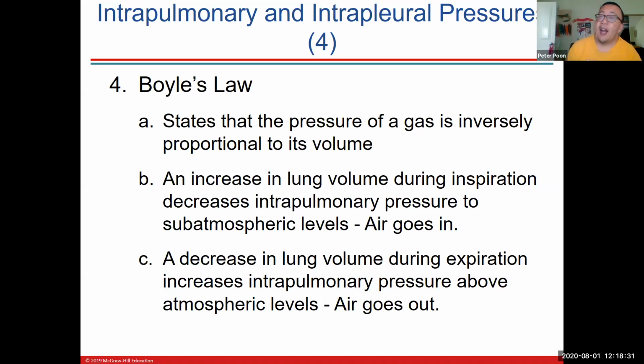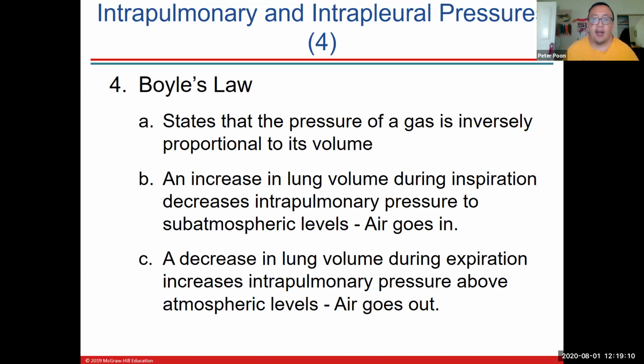All right. We can't actually control pressure, but we can control volume. And the pressure of a gas is inversely proportional to its volume. Okay. So if I decrease volume, I increase pressure. If I increase volume, I decrease pressure. Okay. And that is Boyle's law. Boyle's law: pressure 1, volume 1 is equal to pressure 2, volume 2.